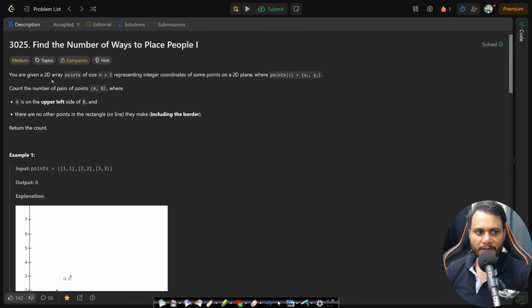In this problem you are given a 2D array points of size n by 2 representing integer coordinates of some points on a 2D plane, where points[i] represents an xi, yi pair. Count the number of pairs of points a, b where a is on the upper left side of b and there are no other points in the rectangle or line they make, including the border. We need to return the count of such rectangles that we can make.